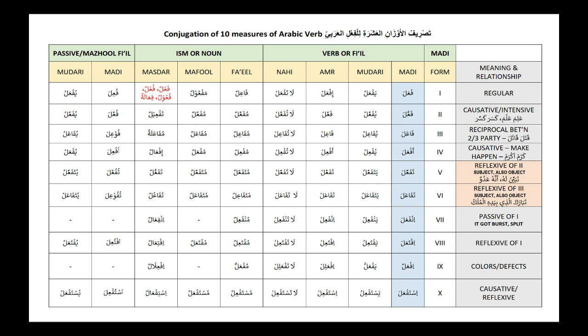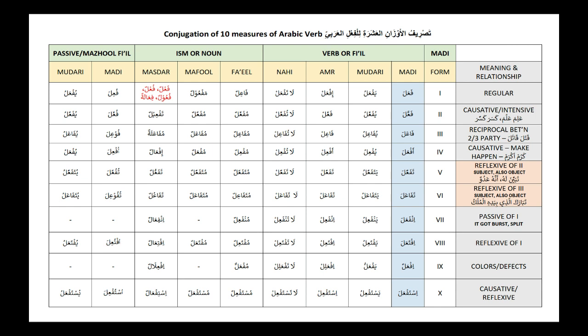If'alun, uf'ila, yuf'alu. Tafa'ala. Tafa'ala, yatafa'alu. Tafa'al, la tafa'al. Mutafa'ilun, mutafa'alun. Tafa'ulun. Tufu'ila, yutafa'alu. Form 7. There is no maf'ul form, madi majhul form, or mudari majhul form for form 7.